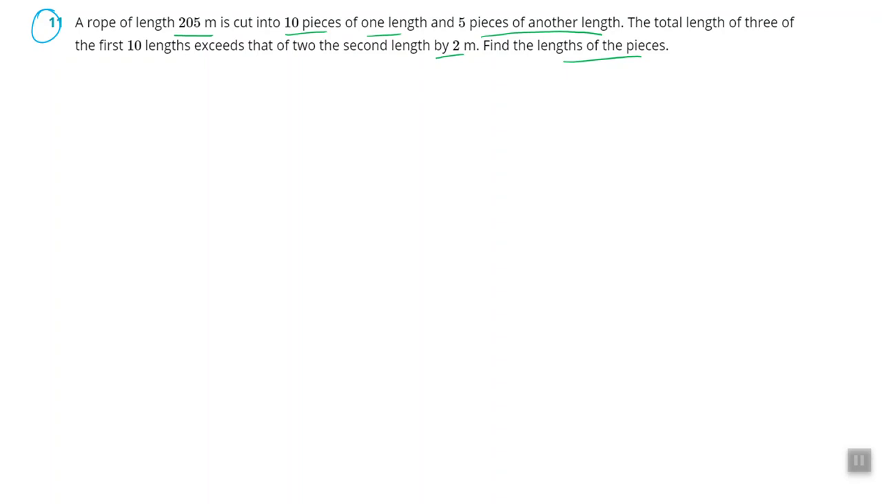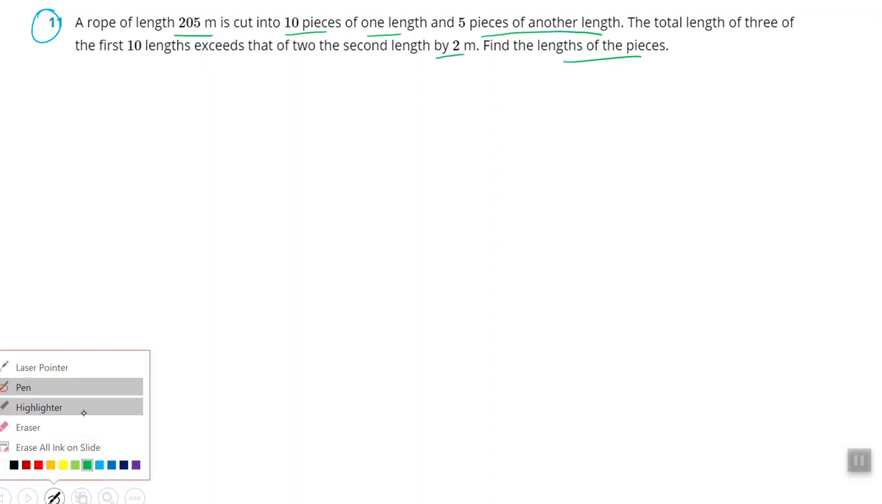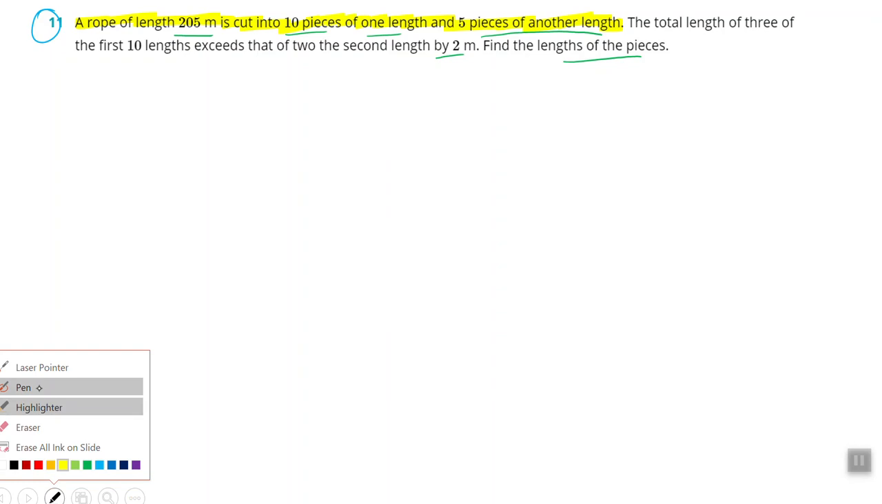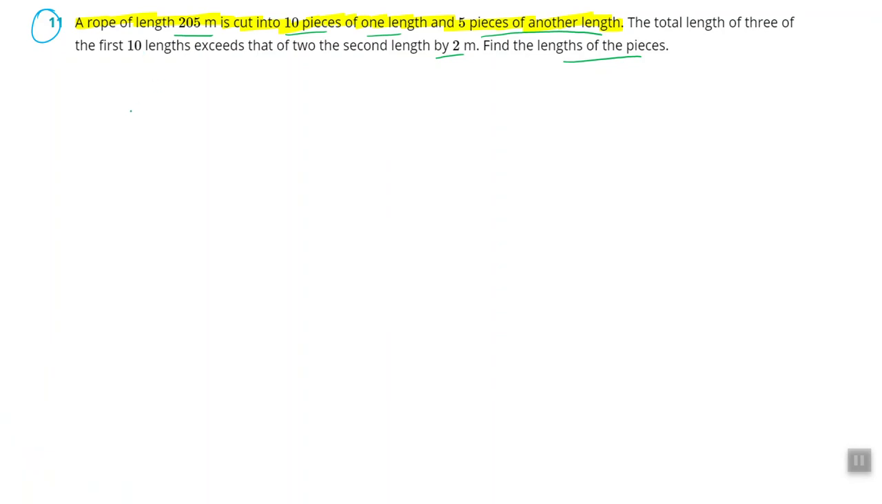There's a lot of information there, and I think it is a confusing question, but we can break this down. If I look at the first part only, I can actually form an equation from that line. So we have a rope. I'm going to diagrammatically draw the rope, and it's 205 meters. Now it's separated into 10 pieces of one length and 5 pieces of another. 10 pieces are exactly the same length.